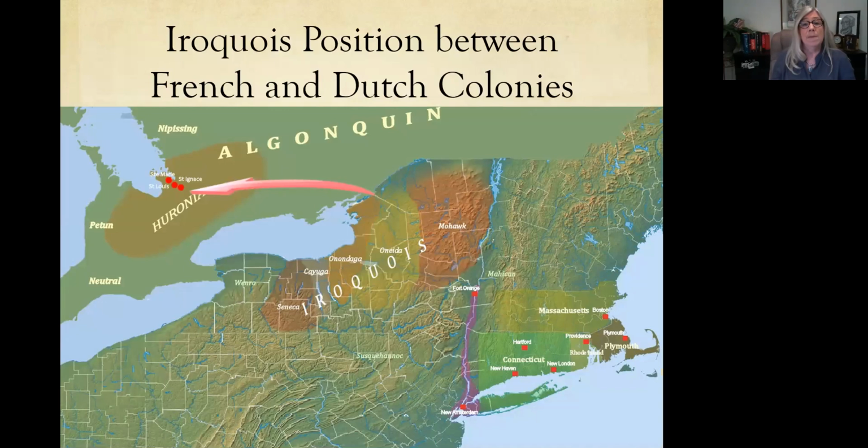All right, the Iroquois are going to be in a very strategic position. Here are the 5 tribes of the Iroquois, and they are between New France, the Algonquin speakers, and these Europeans, the French and the Dutch colonies. So this was the Dutch colony of New Netherland.